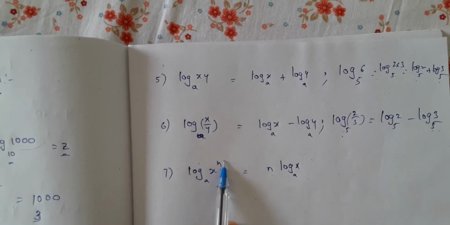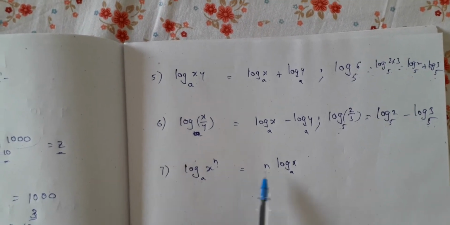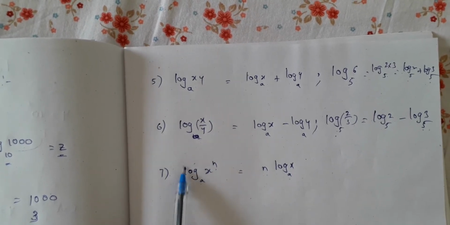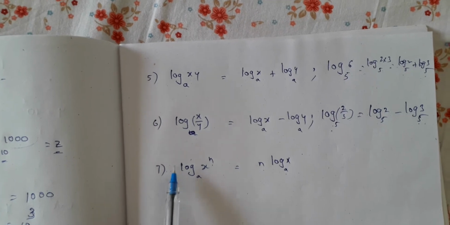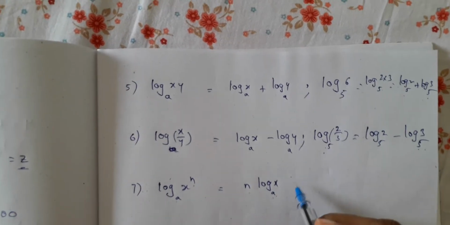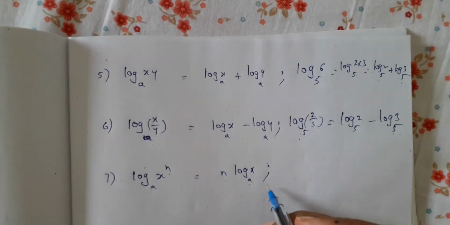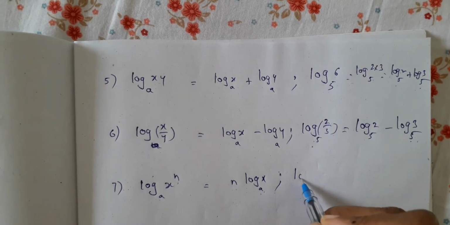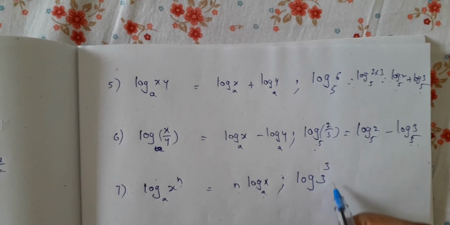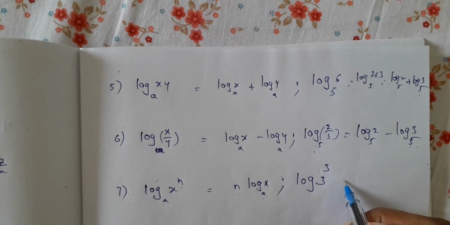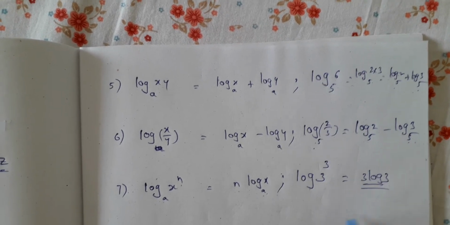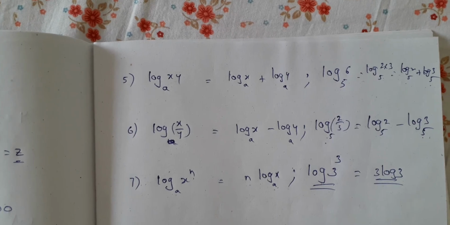Okay children, now the next and last one here is log x power n base a is n log x base a. So the power will come in front of the log. That is n times log x base a. Now I already told you that if the base is 10, we are least bothered about writing it. So log 3 cube is 3 log 3.